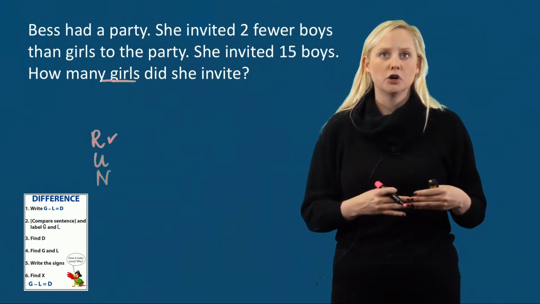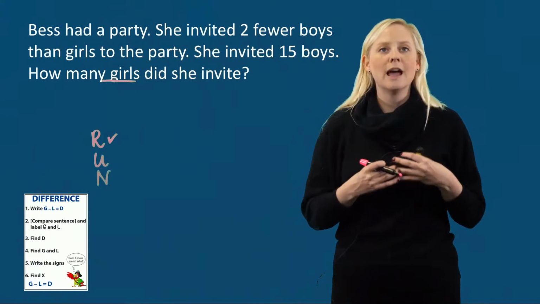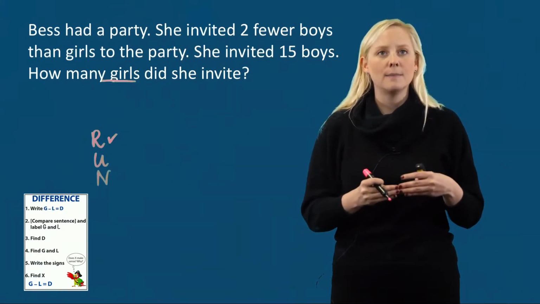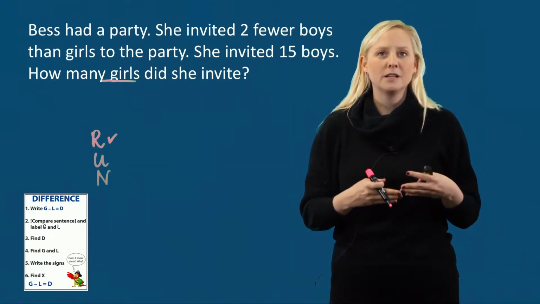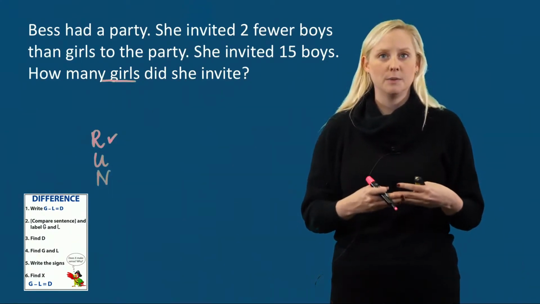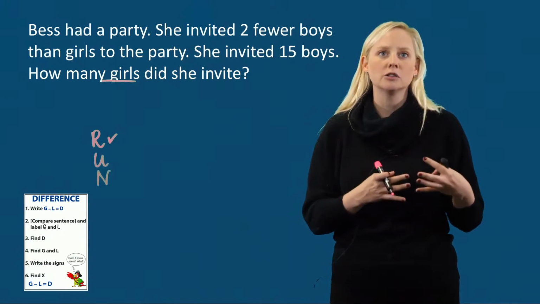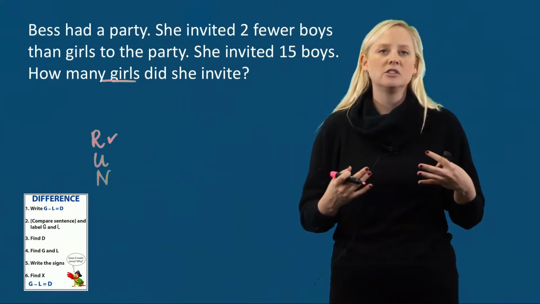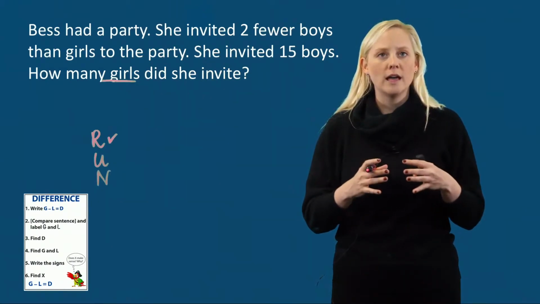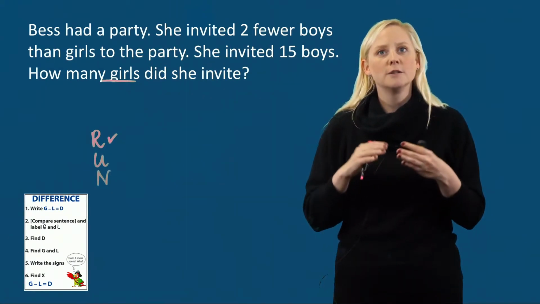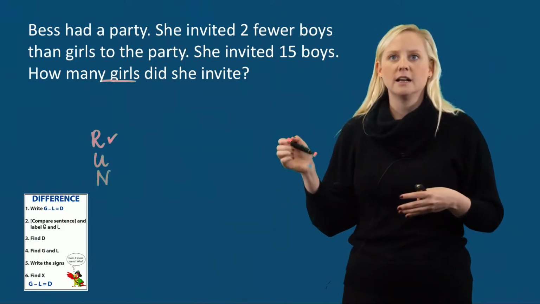My label is girls. Sometimes, though, we have numbers that we need that are not about our label, but that are talking about the same thing. For example, we need boys in this problem. Our label is about girls, but we also need boys. So we want to teach students also that the label is not necessarily always going to be the only numbers that we need. So let's take a look.